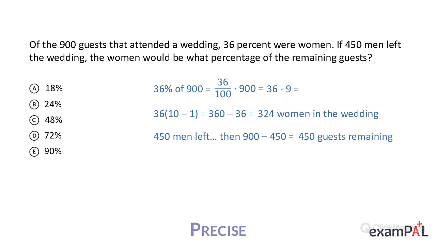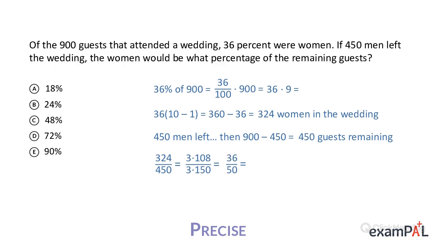So then there are 900 minus 450 guests, 450 guests remaining. And we have the same number of women, so that's 324 over 450. And as some people said, you can just estimate whatever this is. You can also calculate it. Explicitly calculating this expression would require recognizing that it has a factor of 3, which you can cancel out. Then you cancel by 3 again, and you get 36 over 50, which is 72 over 100, which is 72%.